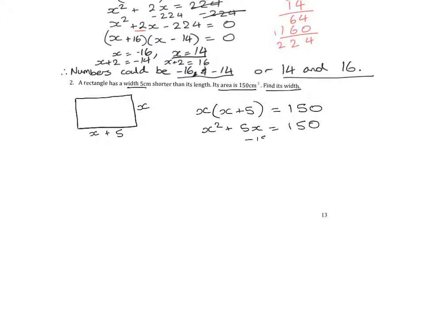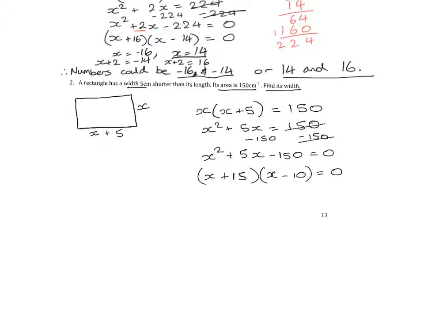Minus 150 to both sides. So it all equals 0, because remember, girls, you need to have your quadratic equal 0 before you solve it. And we're going to solve that. Feel free to use the quadratic formula or guess and check on your calculator to work out your 2 numbers. But they are positive 15 and negative 10. Hopefully you can see that because they add up to 5 and multiply to negative 150.